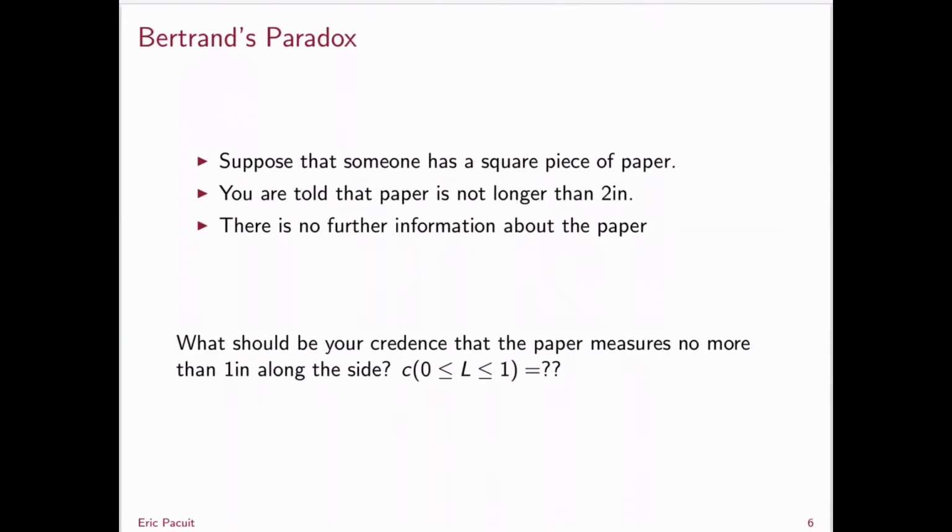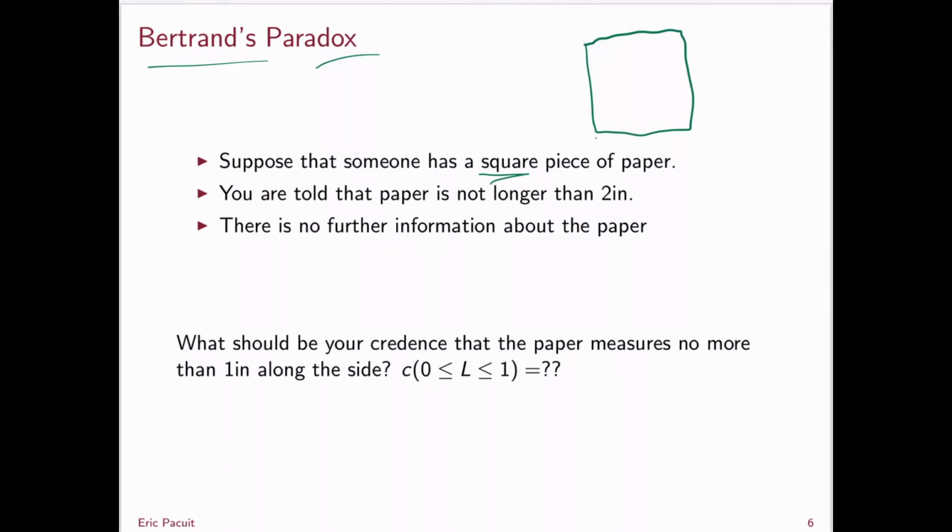And to demonstrate how difficult it is to answer this question, I want to talk about something known as Bertrand's paradox. And so here's the idea. Suppose that there's someone that has a square piece of paper. So it's a piece of paper, and you know that it's a square. So the length of all the edges are the same. Now you're told that the paper is not longer than 2 inches.